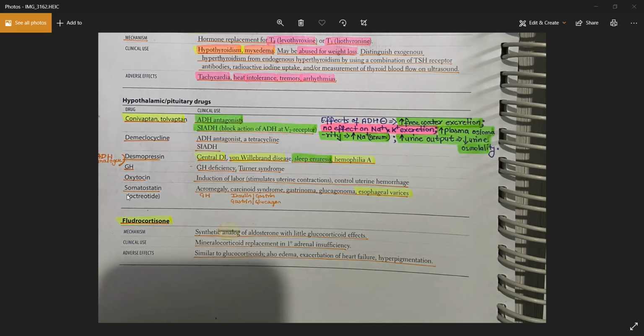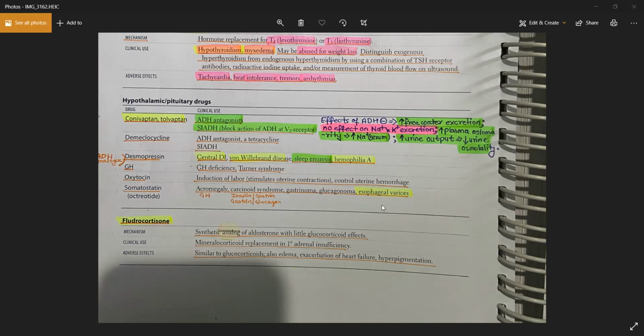Okay, now the last drug is octreotide, or somatostatin, which is useful for acromegaly because it inhibits the growth hormone. It is useful for carcinoid syndrome, for gastrinoma, for glucagonoma, and very importantly, it is also useful for esophageal varices because it causes vasoconstriction and it will decrease the blood flow to the esophagus, right? So that's why octreotide is very useful for the treatment of esophageal varices.